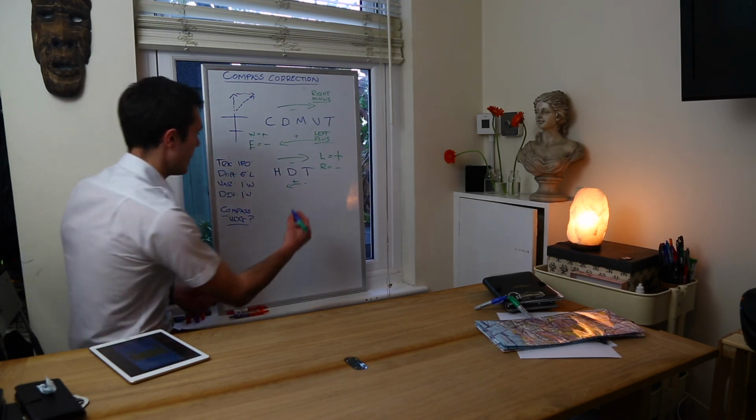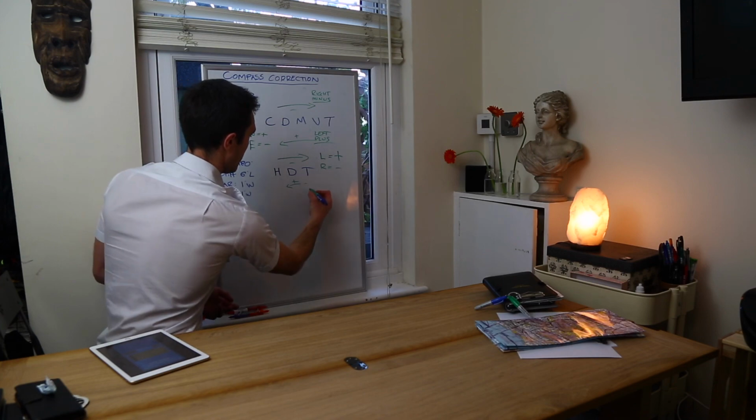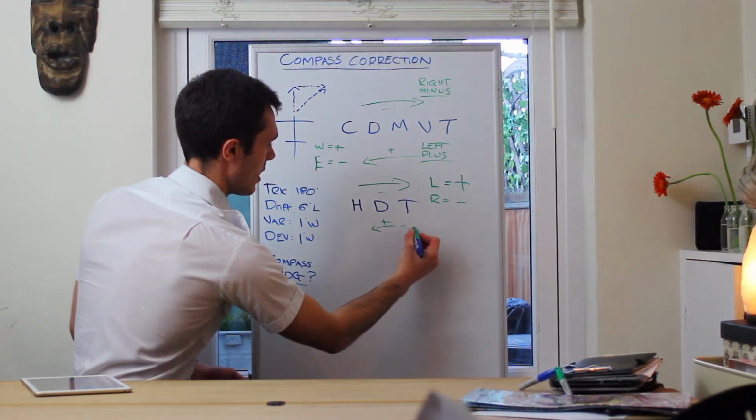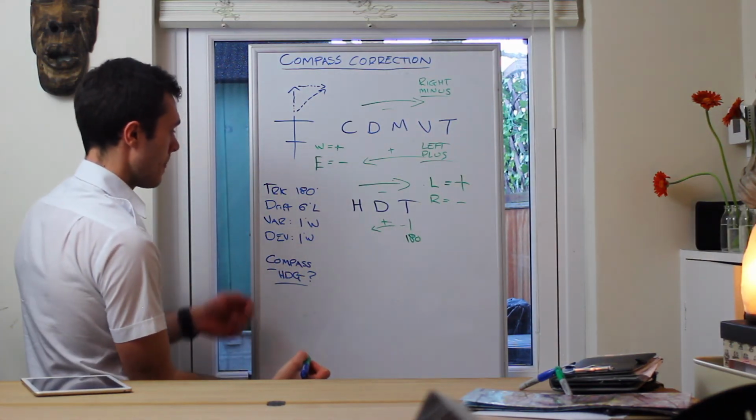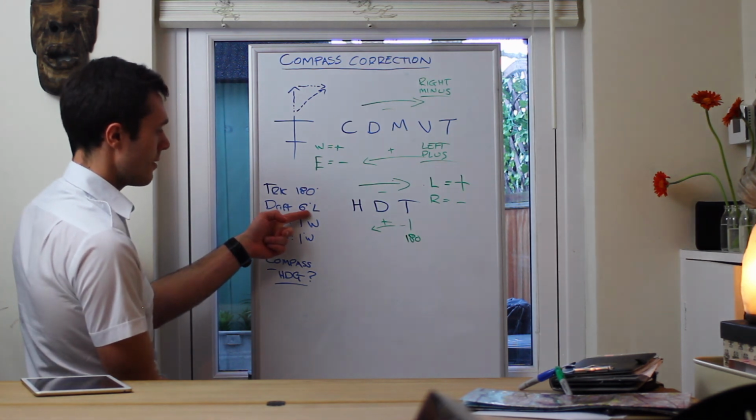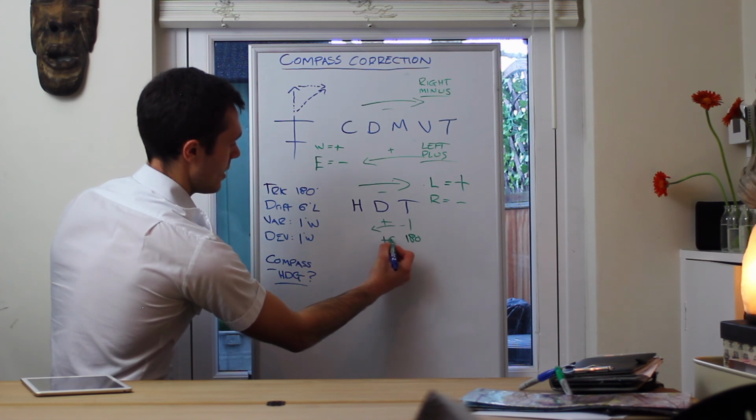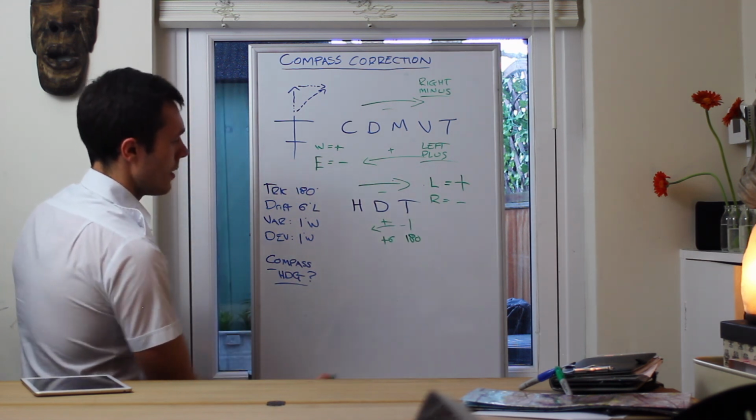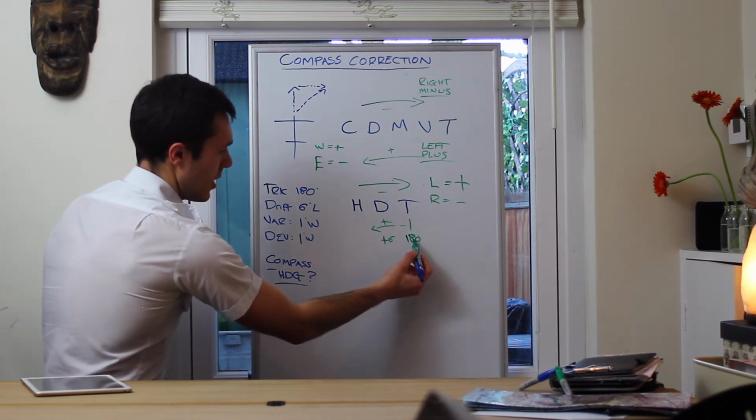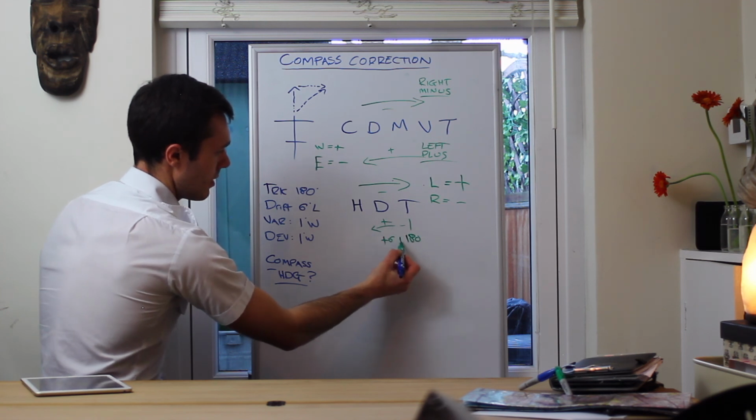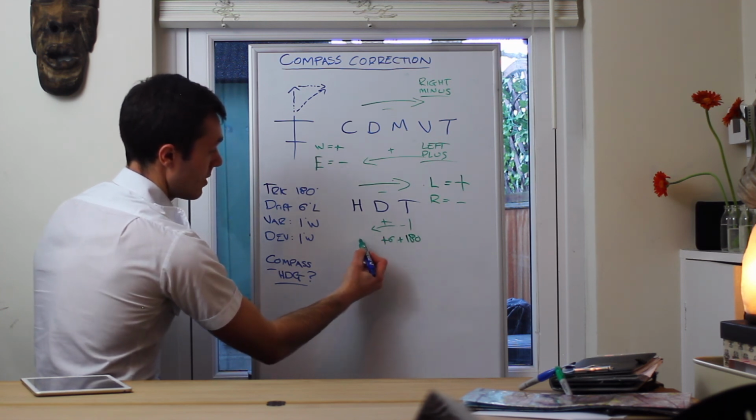So we're given a track of 180. 180 is going to go here. Drift is 6 degrees left. Left we know is plus, so that's just plus 6. 180, we're going left, left is plus. 180 plus plus 6, well, that's just 186. That's now our heading.